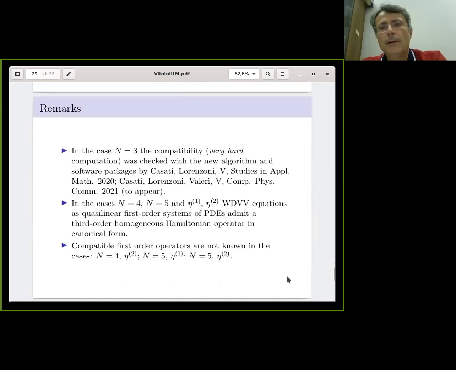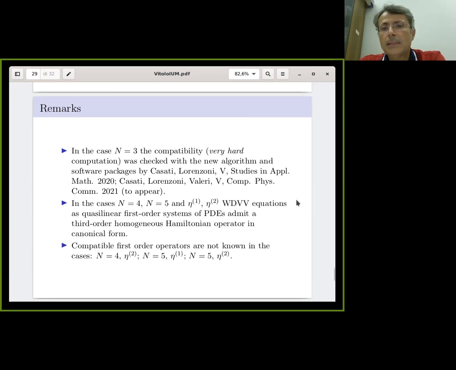Okay, so in the case n equals 3, the compatibility is a very hard computation. And it was checked with this new algorithm that we developed together with Matteo Casati and Paolo Lorenzoni. We also wrote packages for the computation, and the paper should appear soon, and it is already on arXiv and on our website GDEq.org.